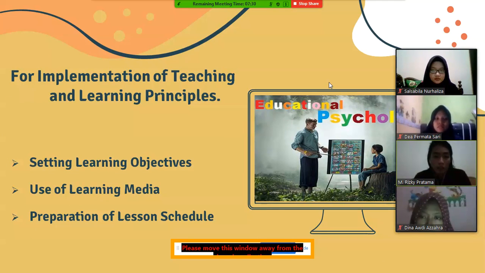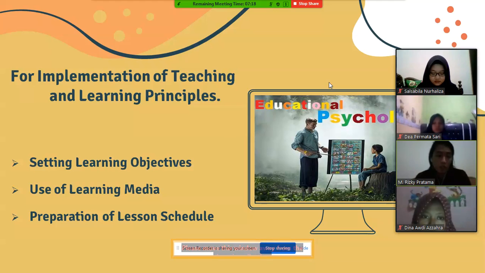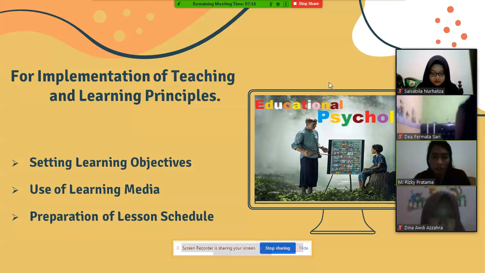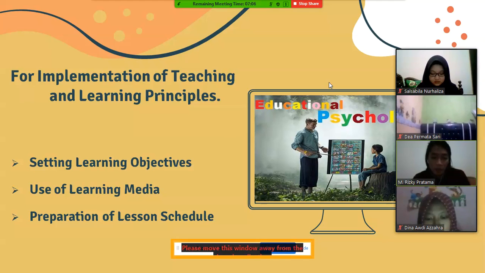The second benefit of educational psychology is implementation of teaching and learning principles. The implementation of teaching and learning principles can also be divided into several types. Namely, the first one is setting learning objective. The second one is the use of learning media, and the third one is preparing lesson schedule. The first one is setting learning objective.